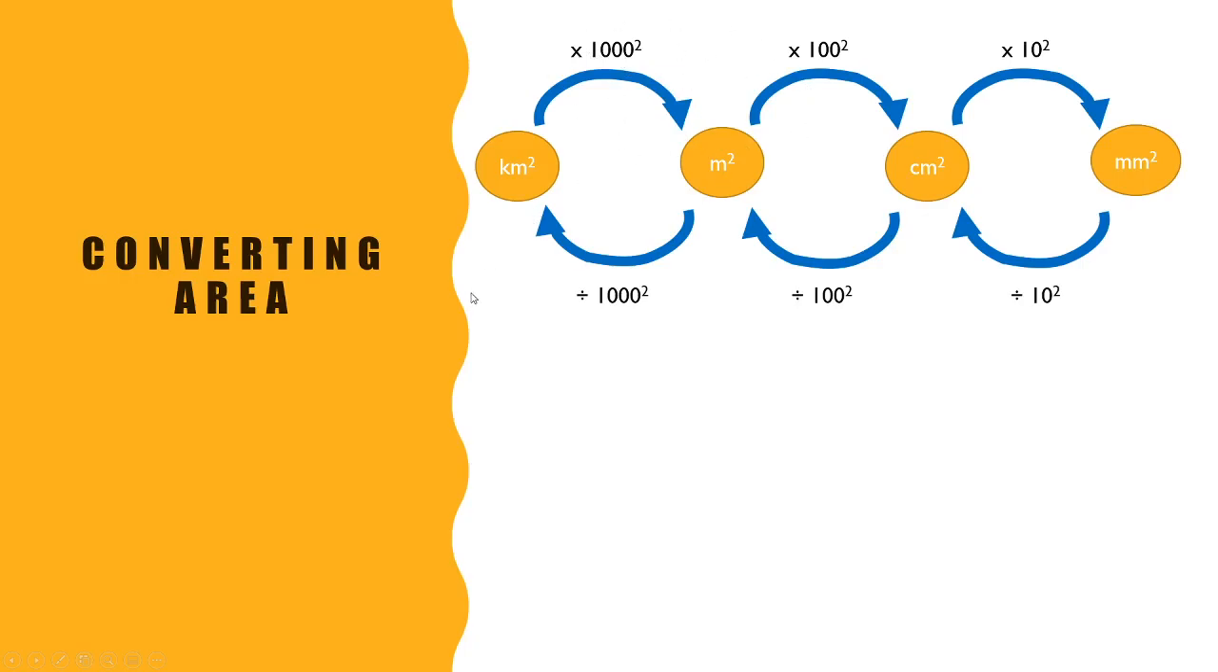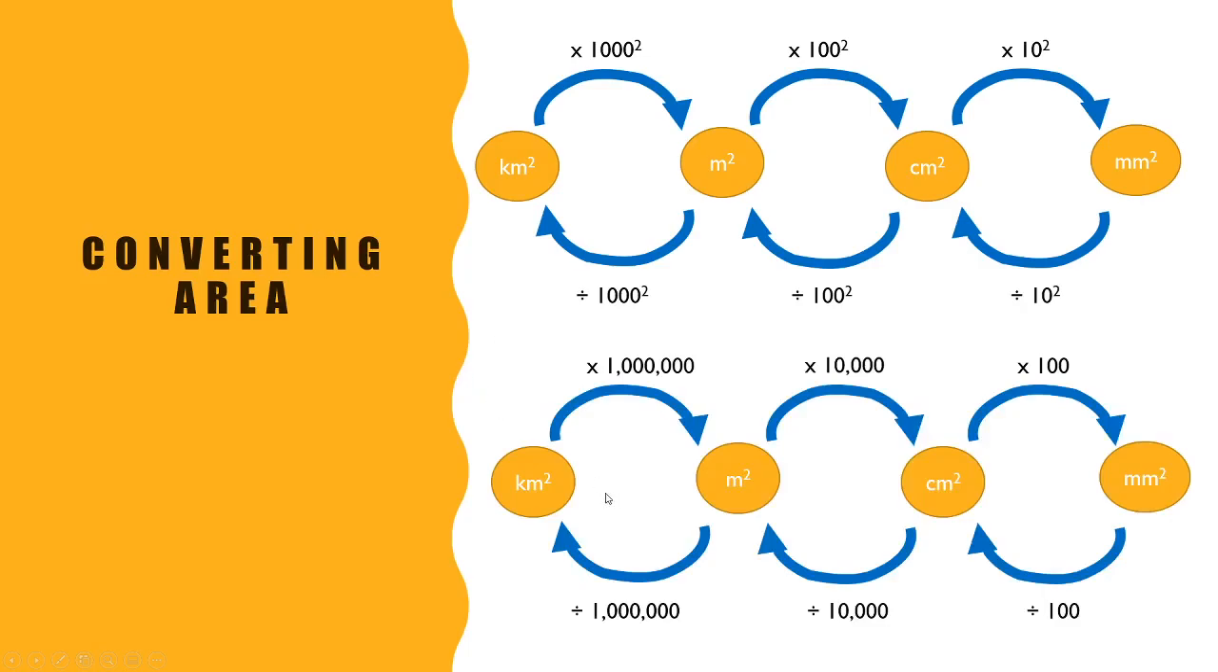But if you don't have a calculator, it might actually be useful knowing the numbers. So from kilometers squared to meters squared, we're timesing by 1,000,000, because that's 1,000 squared. From meters squared to centimeters squared, we're timesing by 10,000, because that's 100 squared. And from centimeters squared to millimeters squared, we're timesing by 100, because that's 10 squared. And as I said, as we go up, we divide by those same numbers.